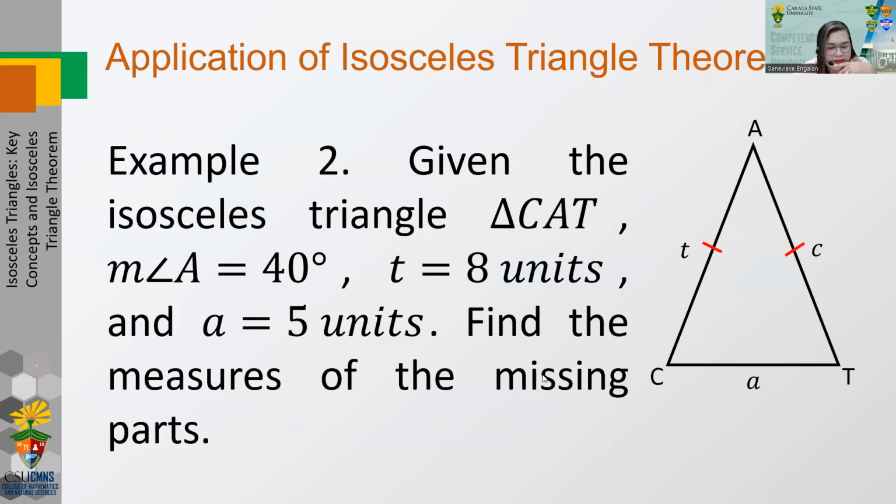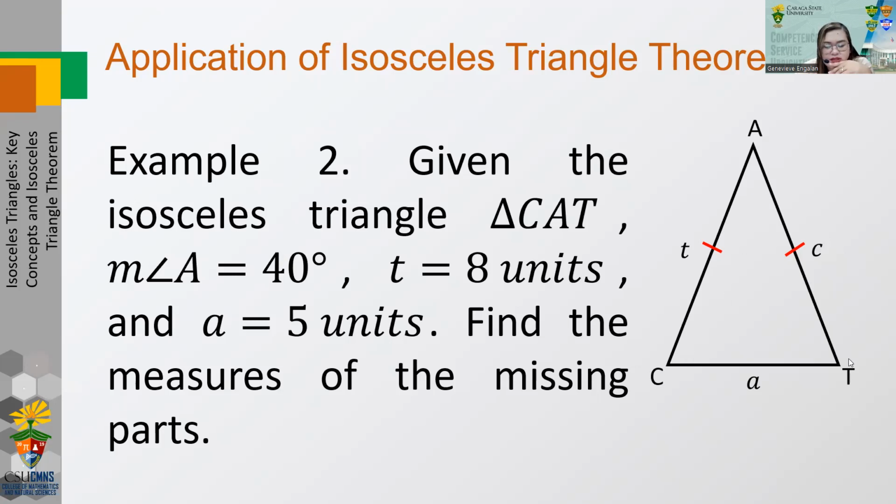Okay, how about this? Given the isosceles triangle, triangle CAT, ang measure daw ni angle A is equal to 40 degrees. Tapos ang T is equal to 8 units and CA is equal to 5 units. Find the measures of the missing parts. Okay, so kung tanan na to, no, we have si T is congruent siya kang C. So C is 8 units. Yeah, si A daw kay 40.